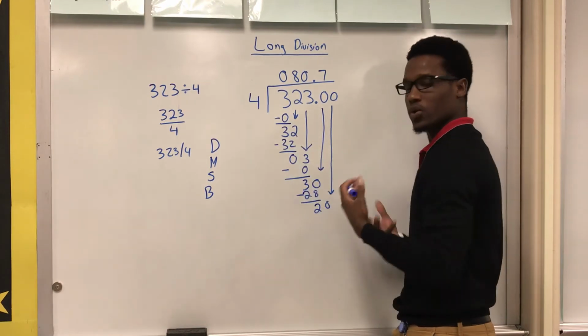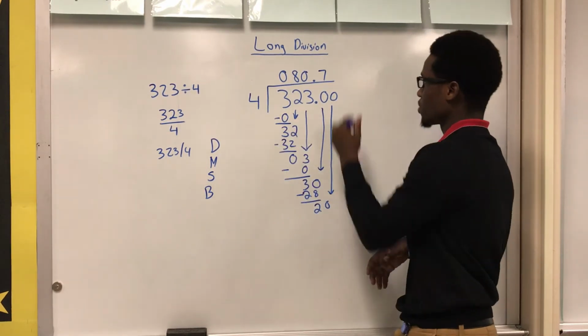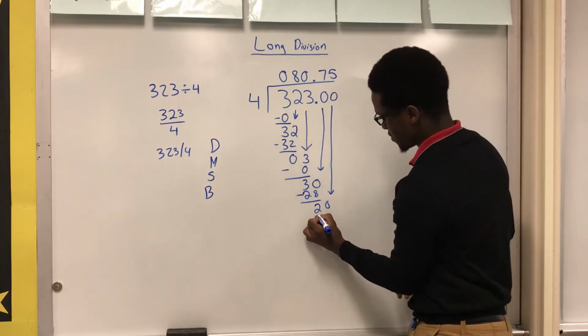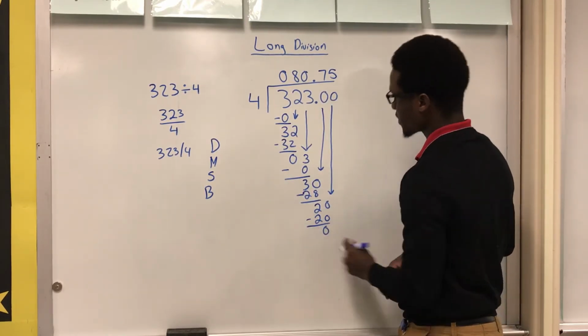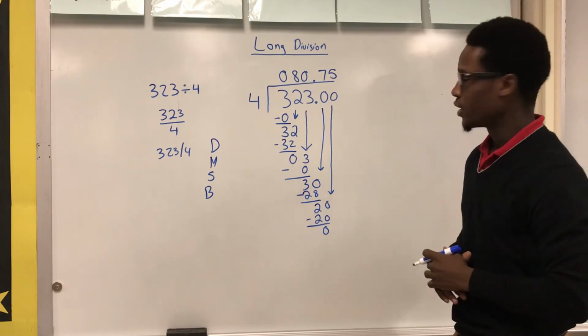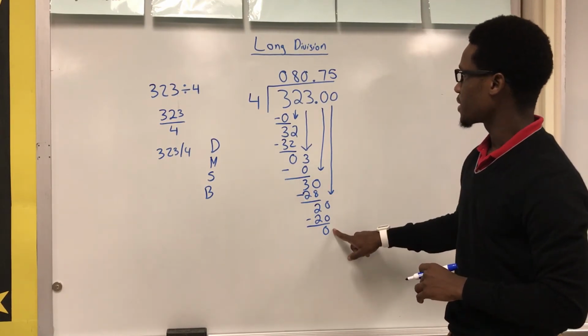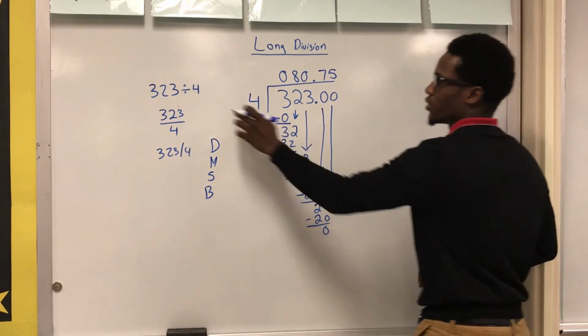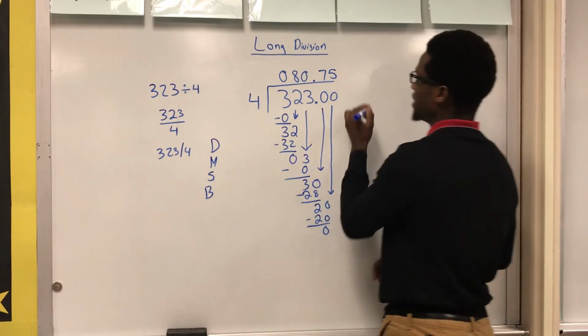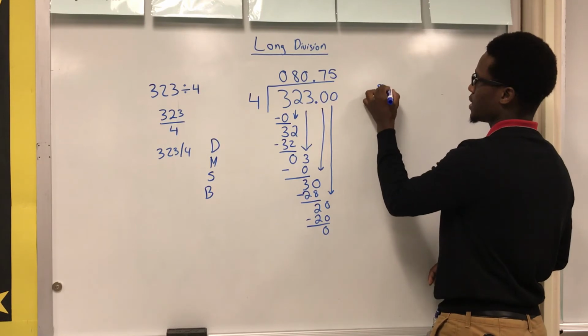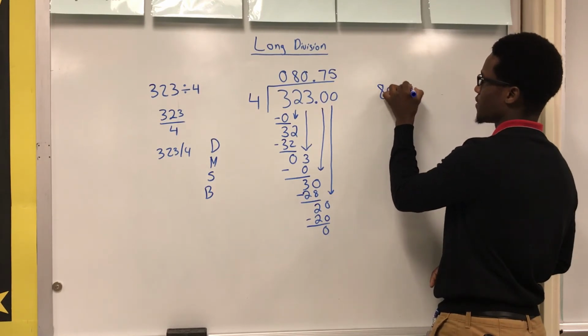How many times could 4 go into 20? Well, 4 goes into 20 5 times. 5 times 4 is 20. And we go ahead and subtract. And then we are done. We have now completed everything because we have no remainder. So 323 divided by 4 is going to be equal to 80.75.